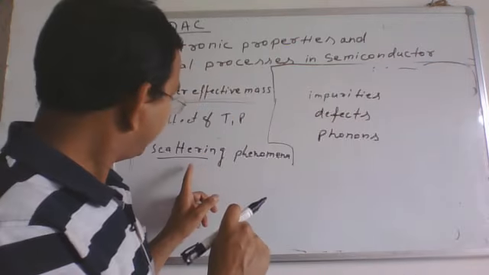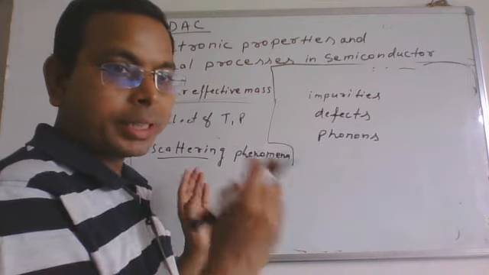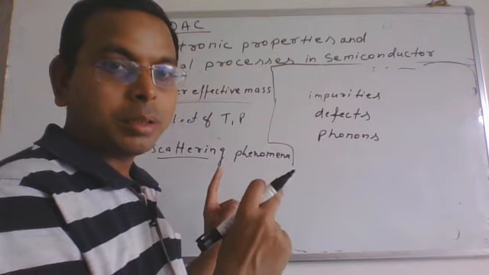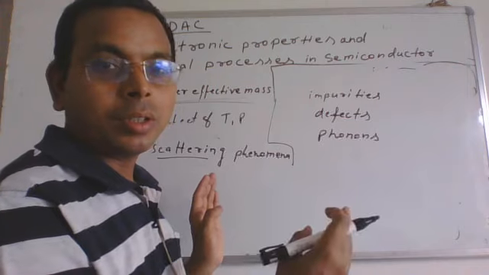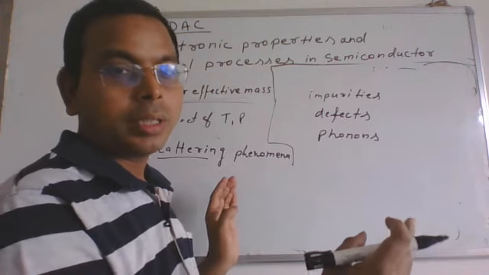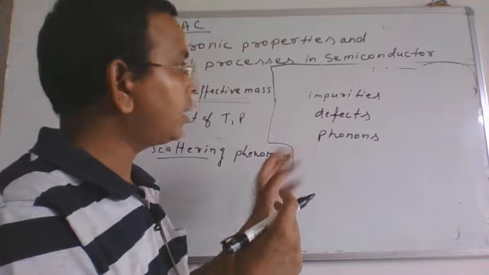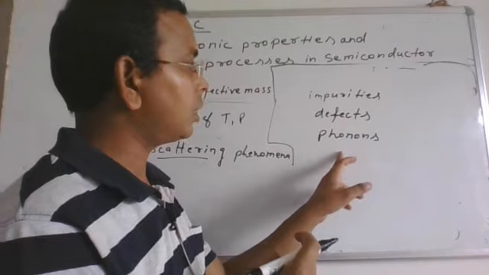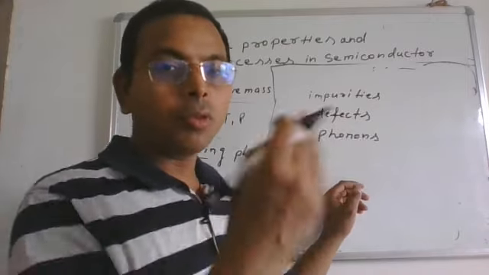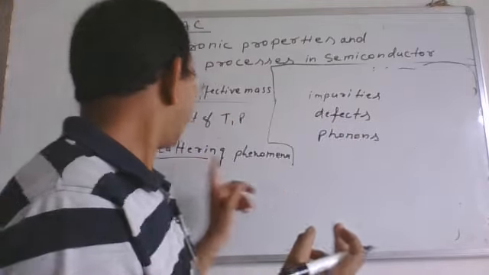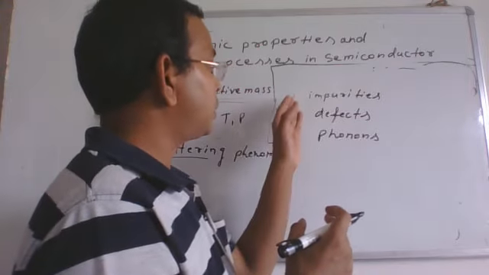Now, the next point is scattering phenomena. So what is scattering? When we apply a potential difference across the ends of a semiconductor, the carriers get drifted or diffused from one side to another. Their movement, or mobility, is limited by some factors like impurities, defects, or phonons. This limiting of the movement or mobility of carriers is nothing but the scattering phenomena. It arises due to these three things.